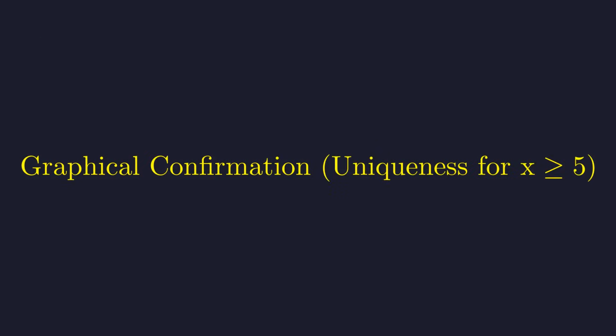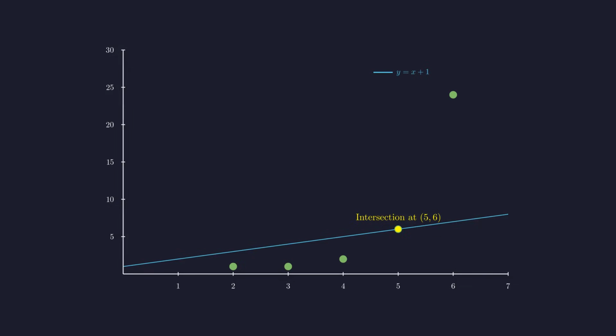But could there be other solutions for larger values? The growth rates of these two functions are very different, and a graph makes this clear. Let's plot both functions. y equals x minus 2 factorial and y equals x plus 1. The blue line is y equals x plus 1, growing at a steady rate. The green dots show the factorial values at different integers. They meet at x equals 5. But for any x greater than 5, the factorial grows way faster than the linear function. They'll never meet again.